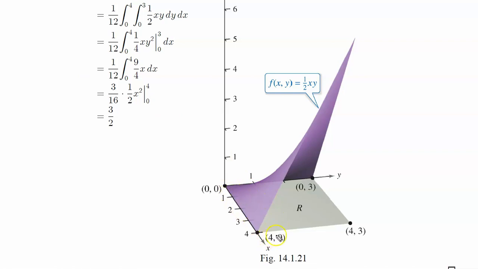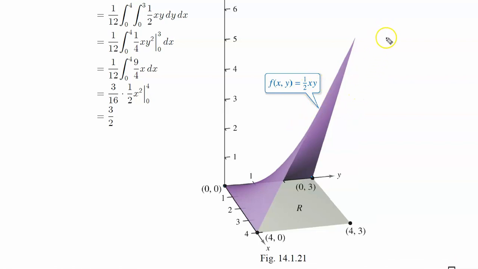So this is the region in the xy plane over which you're integrating. It's just a rectangle in this case. Notice x varies from 0 to 4. The y varies from 0 to 3. And this is what the graph of 1/2 x times y looks like.